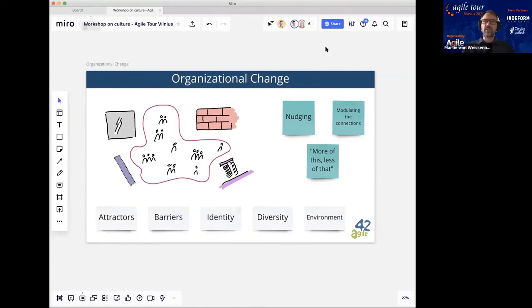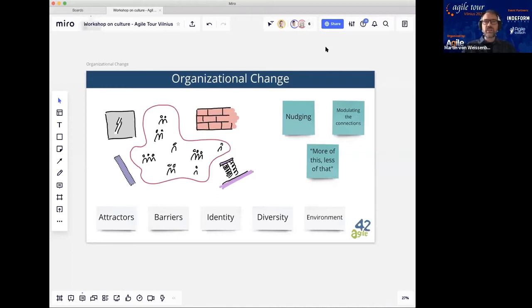We can modulate the connections. So we cannot actually go in and tell a specific single individual that you need to think this way or you need to act this way. It's not certain to work and it's not scalable.